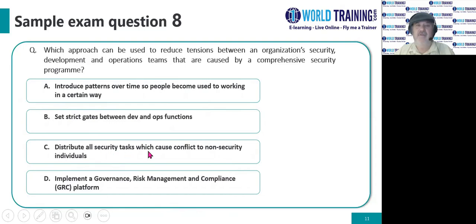C, distribute all security tasks which cause conflict to non-security individuals. That doesn't even make sense. You wouldn't want to do that. Implement a governance, risk management, and compliance platform. No, A is the best answer here. Introduce patterns over time.